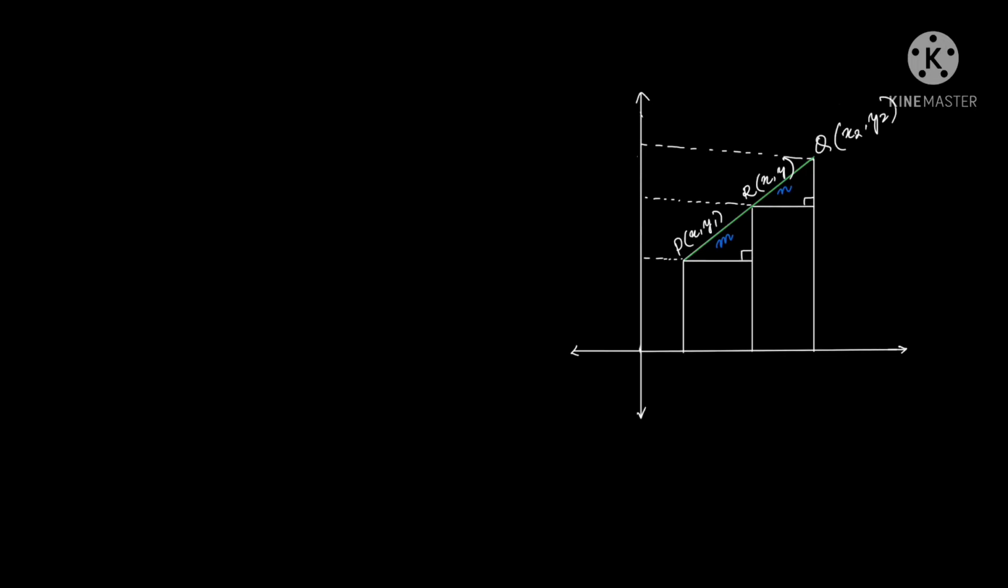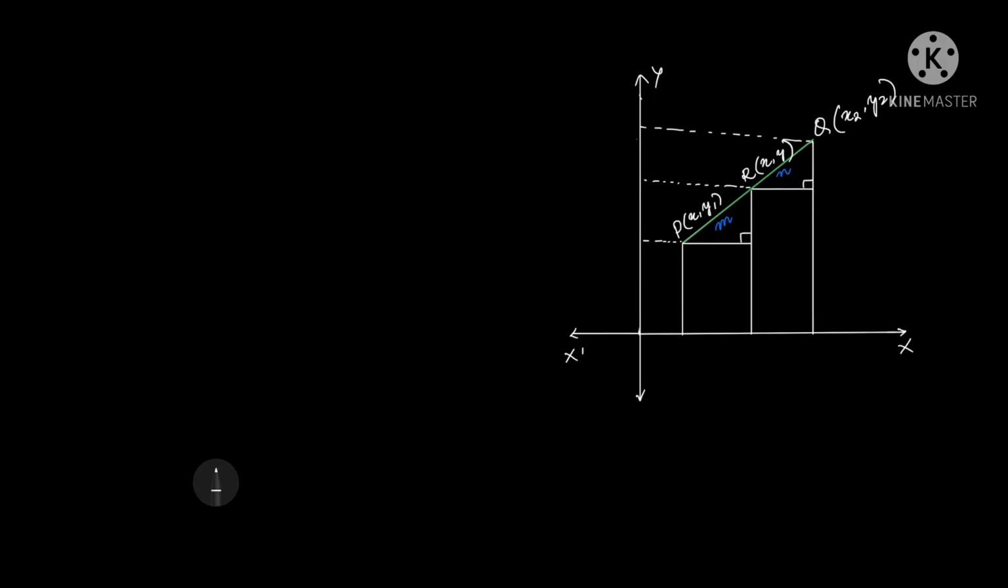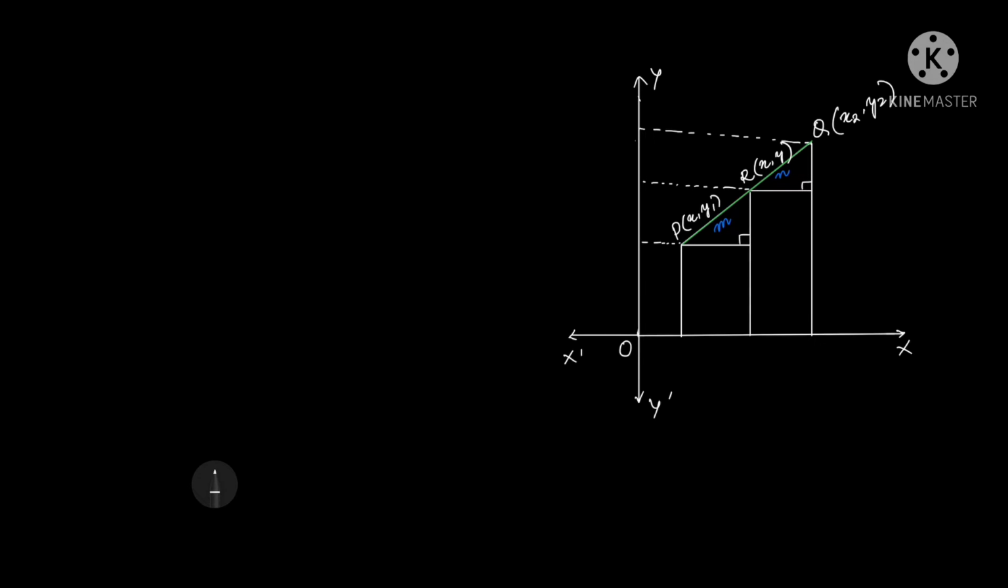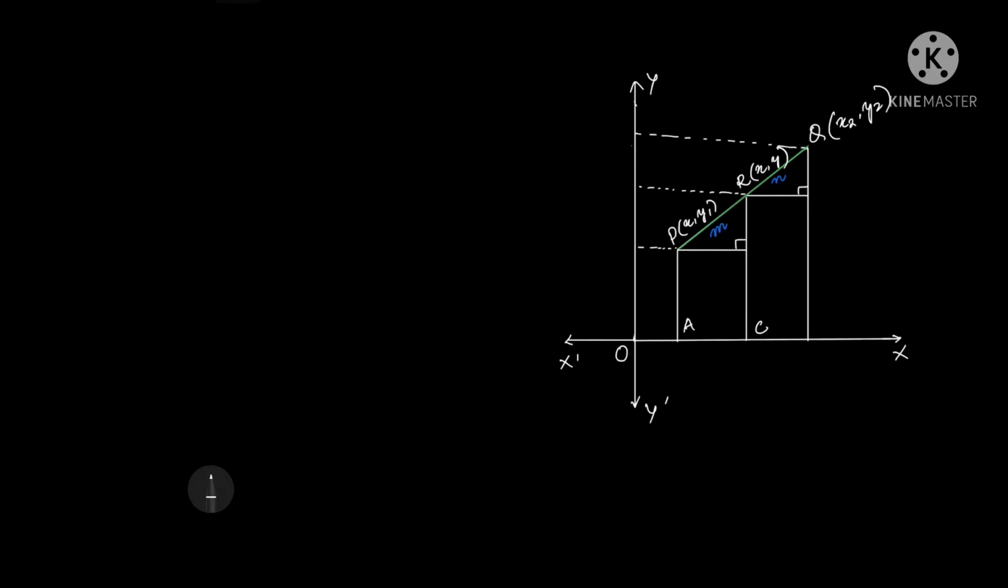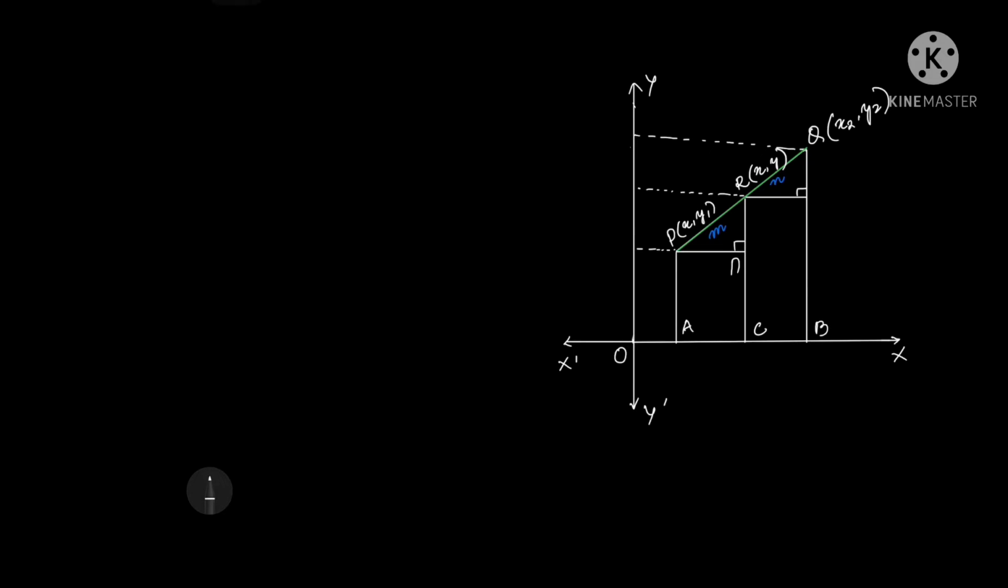Now let's consider X and X dash, Y and Y dash. The intersection of the vertical and the horizontal line is at O. We call it the origin. Now we draw perpendiculars from P to the x-axis at A, from R to the x-axis at C, and from Q to the x-axis at B. Now let us draw a perpendicular from P to RC at D. We draw a perpendicular from R to BQ intersecting at E.